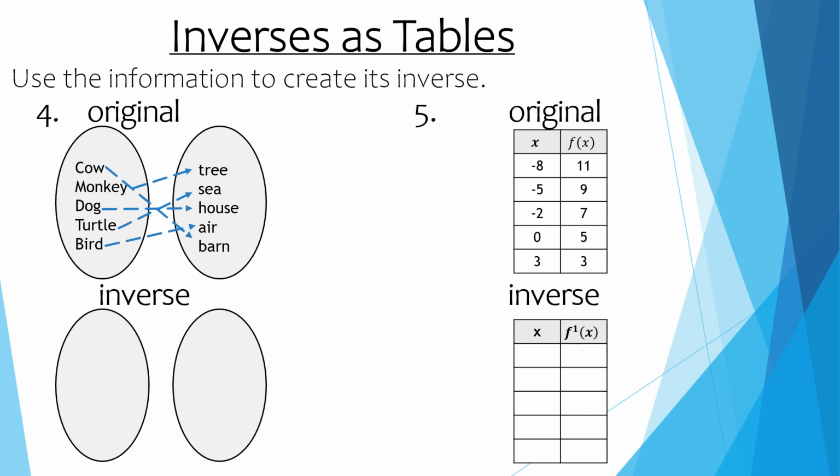All right, in examples 4 and 5, we're going to create the inverse. Our original function for number 4 says a cow goes to the barn, monkey to a tree, dog to a house, turtle to the sea, and a bird to the air. So remember, all of these outputs, the places where the animals live or stay, will become the input. So we should have a barn, a tree, a sea, a house, and the air.